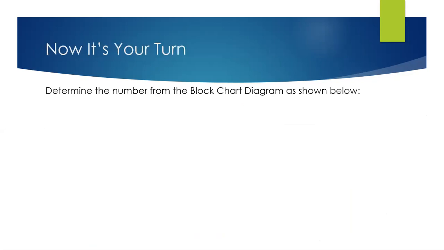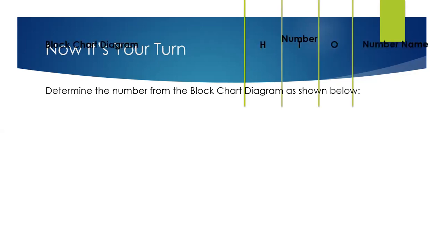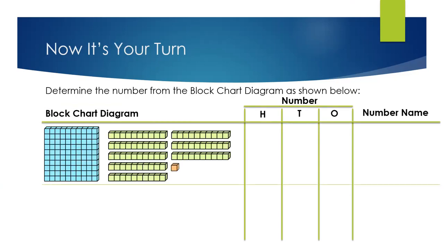Now it is your turn. I'm providing you with some block chart diagrams, and then you are going to determine these numbers by analyzing those block chart diagrams. So here we go. Here we are having another block chart diagram representing a three-digit number. So first we see how many hundreds it is having. It is having only 100. So the digit in the hundreds place of this number is 1.